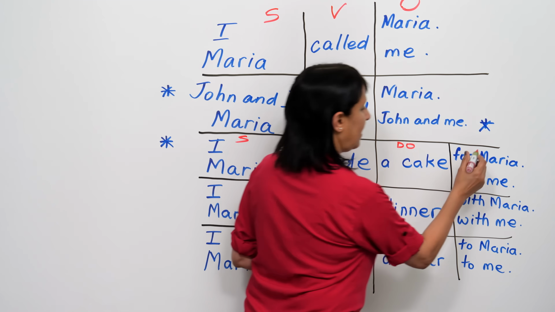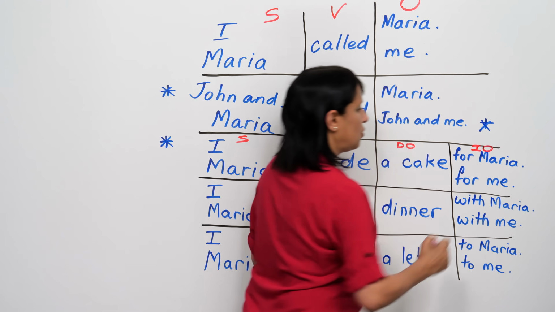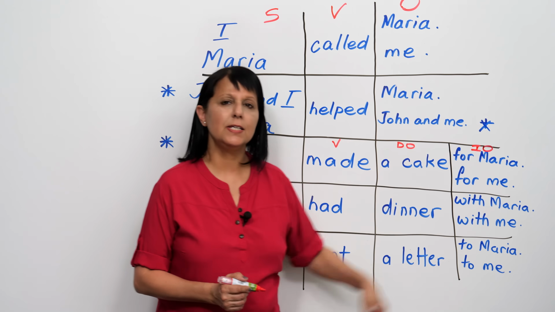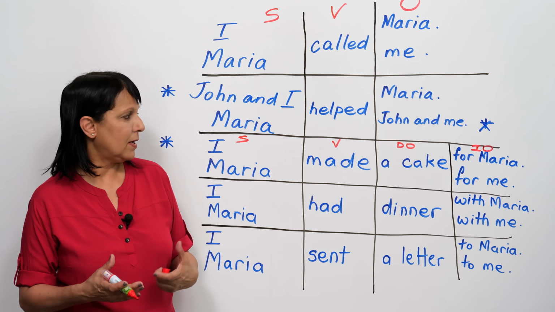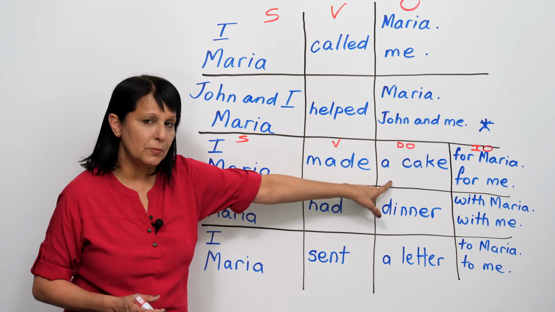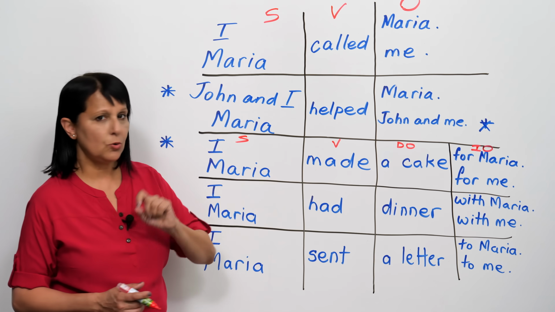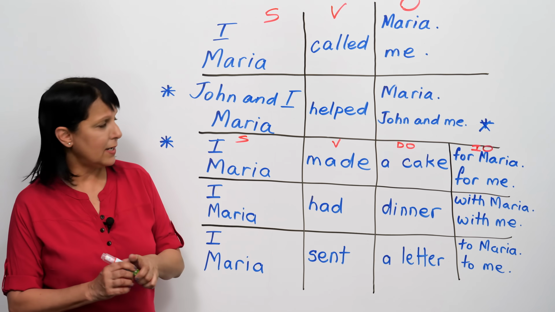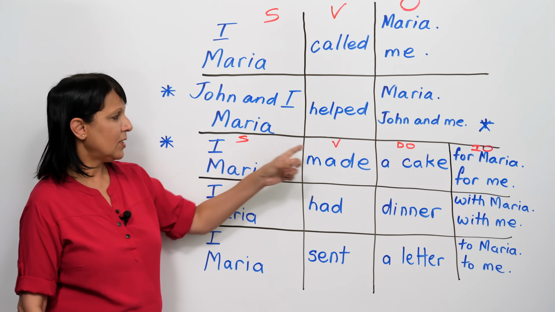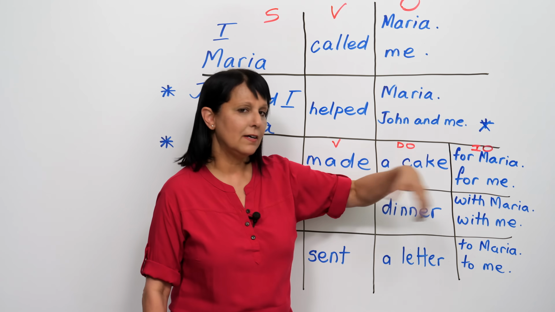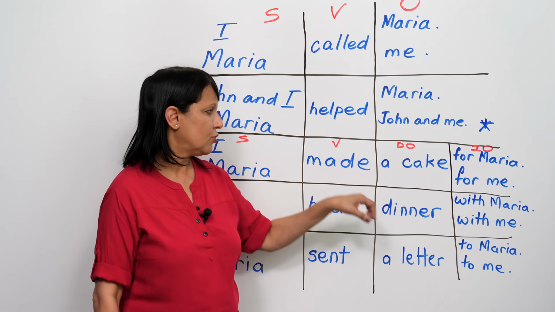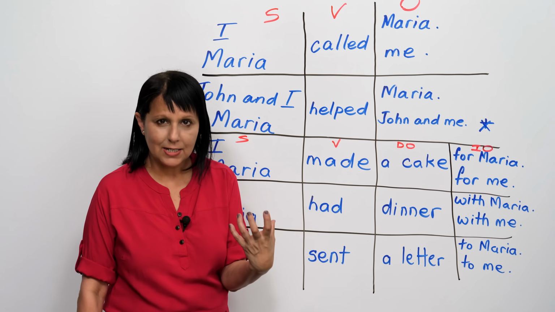And then what else? What other information do we have? For Maria. So this part becomes, Maria becomes the indirect object. Because we are making it for Maria, but we have this other information here about a cake. So also, this is important. Why? Because subject, verb, direct object has to come first, and then the other information. So first we want to know, what did we make?